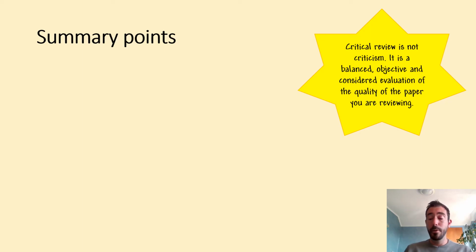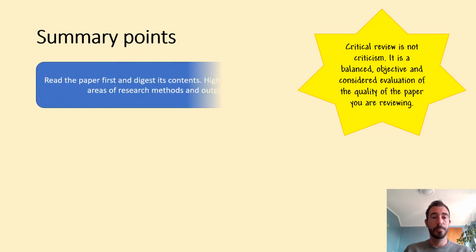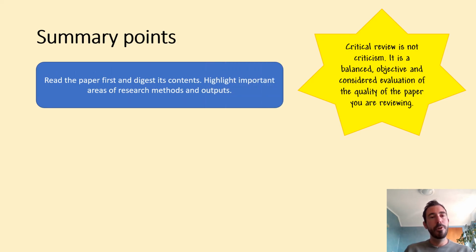So my summary for this short explanation of how to do a critical review. Read the original paper that is the basis of your critique and digest its contents. Perhaps you highlight important areas of the research or the methods used with a highlighter pen or some of the highlighter features on Adobe, for example. But make sure you yourself are familiar with what the paper shows before you try and explain that to others.